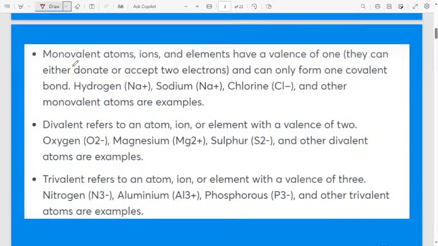Let us discuss in detail what is meant by monovalent, divalent and trivalent atoms.